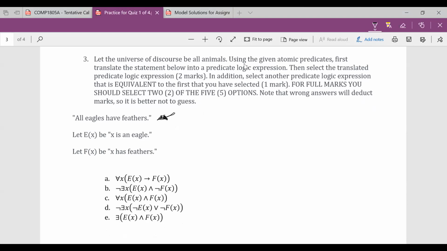A, yeah. So this one says for everything, for all animals, if it is an eagle, then it has feathers, and that translates roughly to all eagles have feathers. Okay, so then what would the logically equivalent thing be? Well, there's 2 things we're dealing with here. We're dealing with predicate logic, and we're also dealing with, of course, regular logical expressions.